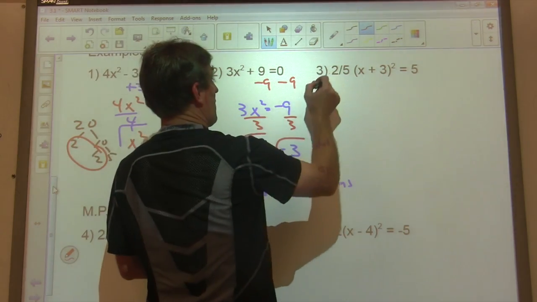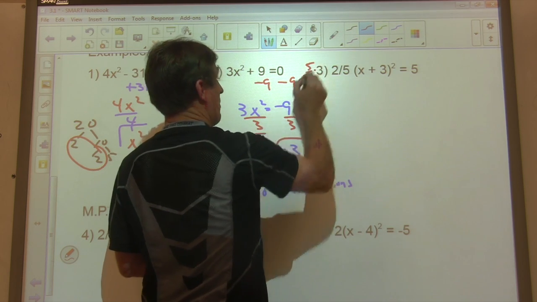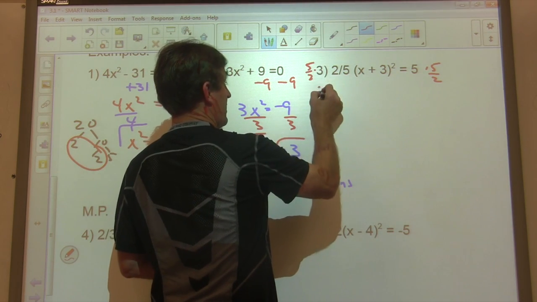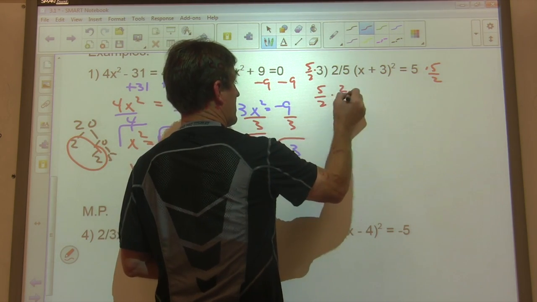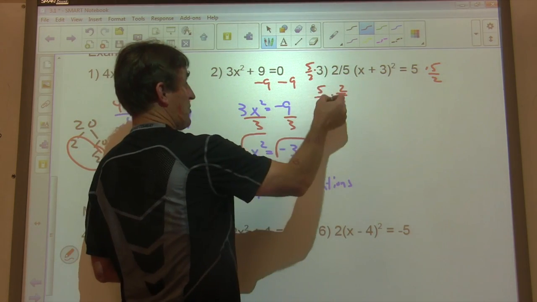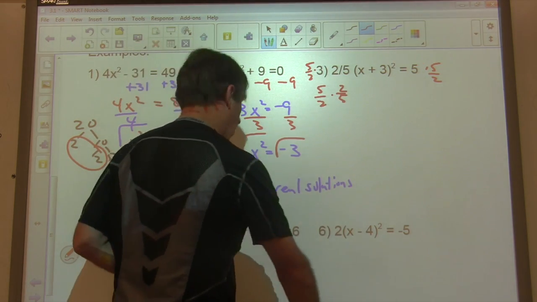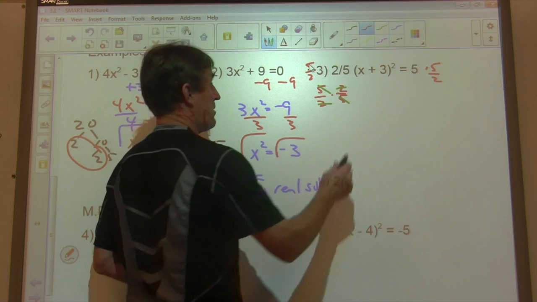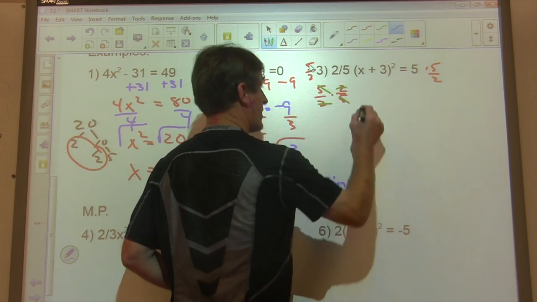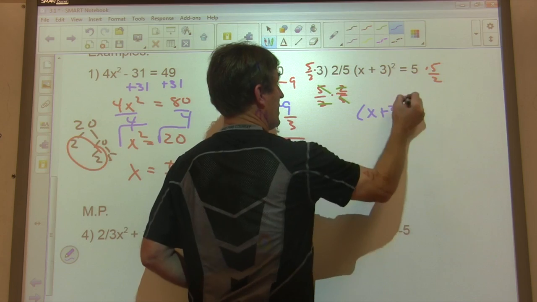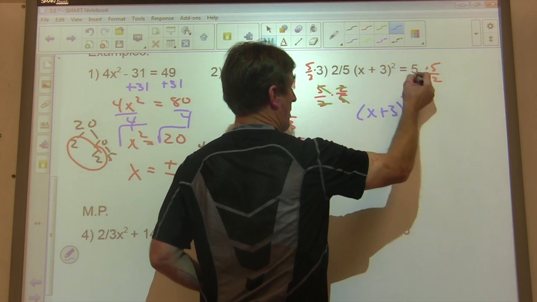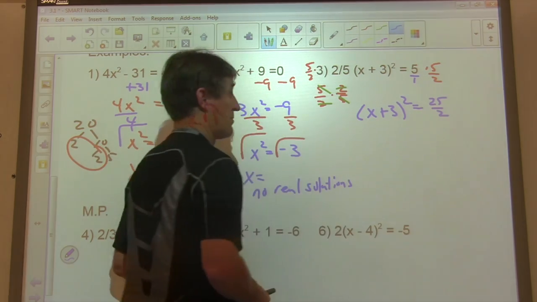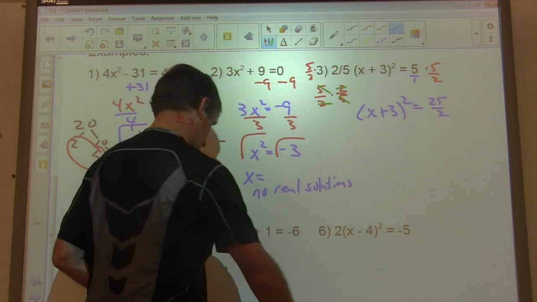So to get rid of a fraction, it's multiplied so you divide, but dividing by a fraction is the same as multiplying by the reciprocal. So I'm going to multiply both sides by 5/2. And so on this side, 5/2 times 2/5. You can multiply straight across the top, straight across the bottom, and get 10 over 10, which is 1. Or you can simply say, oh, the 5's cancel and the 2's cancel, so that gives you 1. But we end up with x plus 3 squared equals, now remember there's no number in the bottom, so it's a 1, so that would be 25 halves. So now we're going to take the square root of both sides.